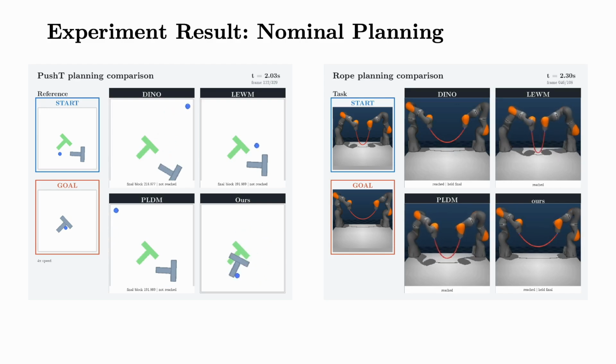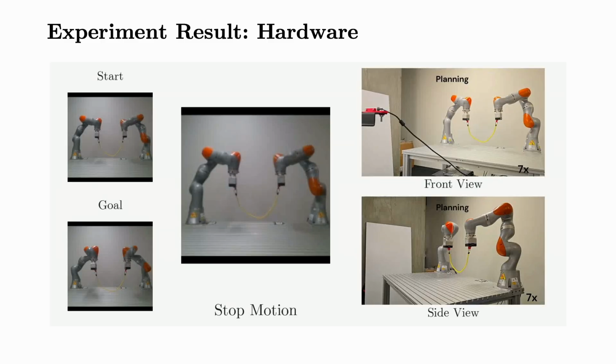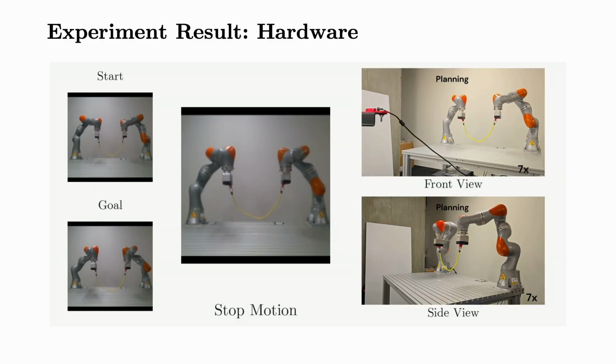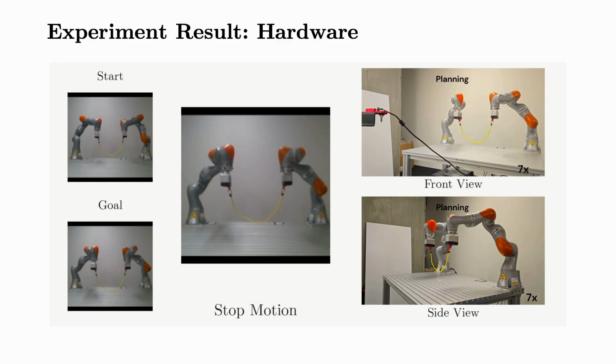For bimanual rope manipulation, our method quickly converges to the desired rope configuration with much lower goal-reaching error than the other planning methods. We also replicate this task on hardware, where the robot stably reaches the target rope pose from pixels alone without using ground truth state measurements of the rope.